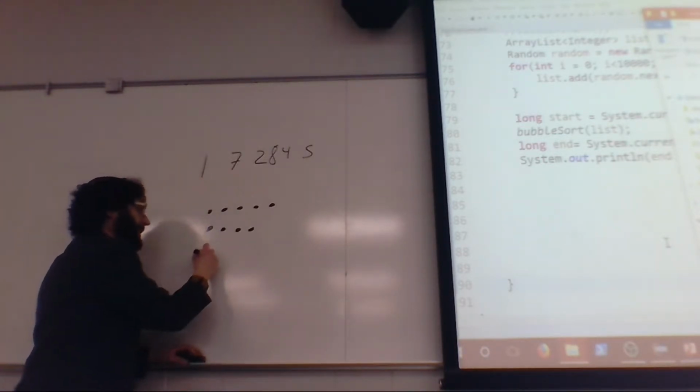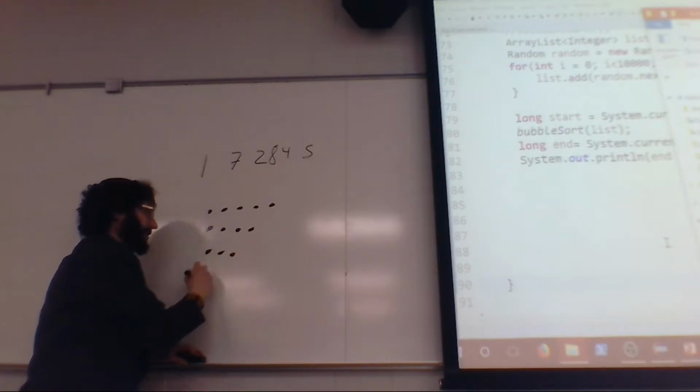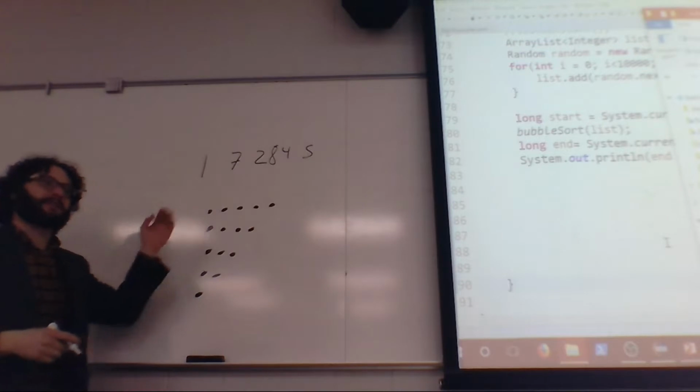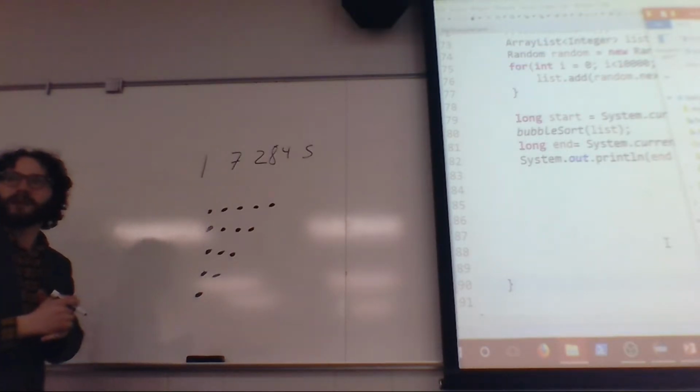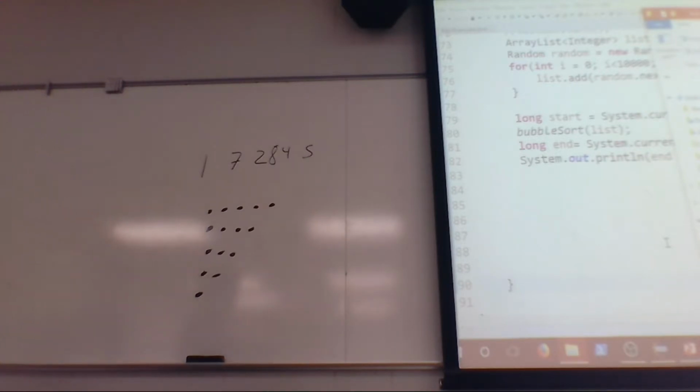Then the next time we have to look at 3 pairs, then 2 pairs, then 1 pair, right? And then the last one, we just say, hey, that's sorted. We're done. So we don't have to do anything right there. Not too bad.